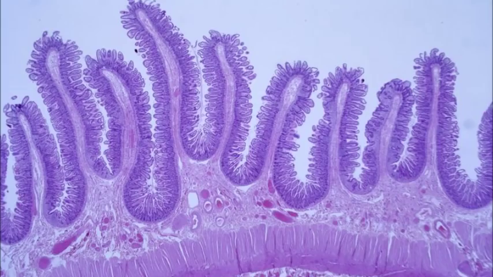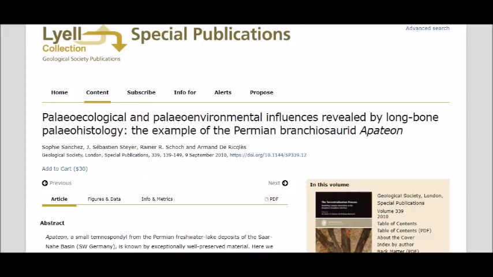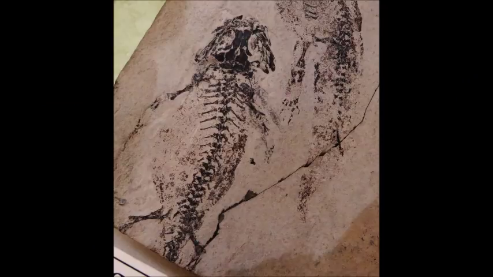Aiding paleoclimatology is histology, the study of plant and animal tissues under a microscope. Histological analyses of the Permian temnospondyl Apateon have been especially interesting, as recorded by the 2010 paper Paleoecological and Paleoenvironmental Influences Revealed by Long Bone Paleohistology, the example of the Permian branchiosaurid Apateon. Lines of arrested growth, or LAGs, clearly represent arrested growth of the bone, which can be for various reasons, but a common one is hibernation, since the growth of bones slows down during hibernation.